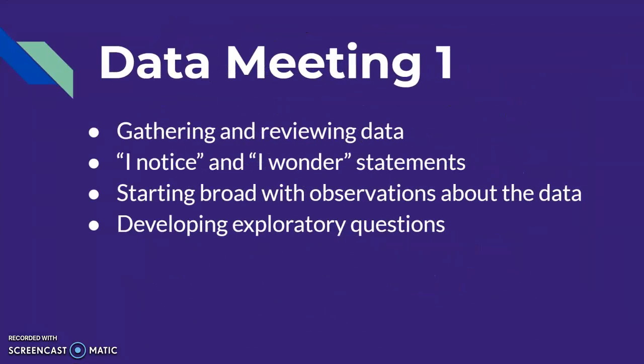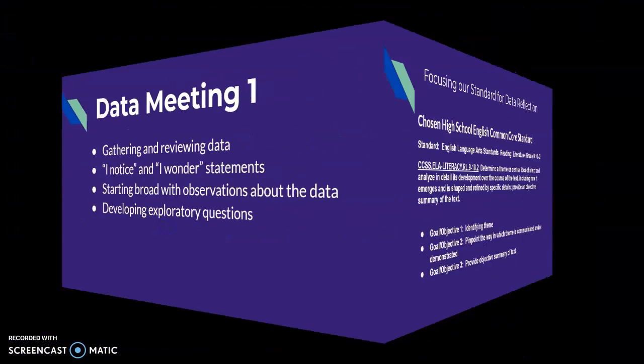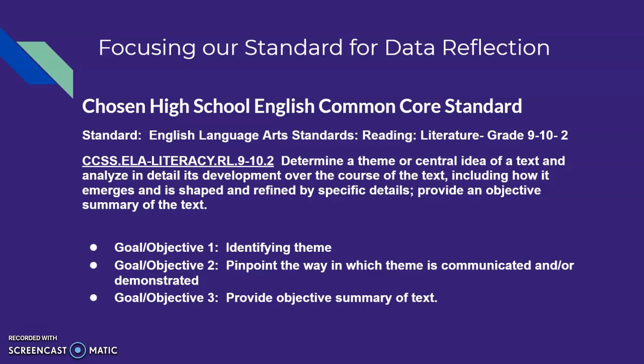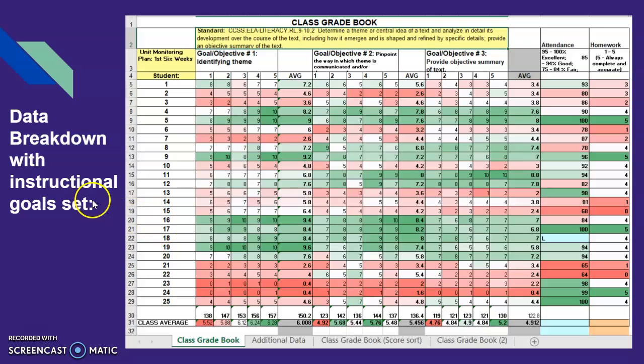So starting with data meeting 1, we gather and review data. We make I notice and I wonder statements, and we start very broad with our observations about the data, developing exploratory questions and taking a cursory overview of the data in groups with our stakeholders in that subject area. So you want to focus on specific standards and information with your data so that you can focus your goals as you move forward. So you want to look at your breakdown of data with instructional goals that are set.